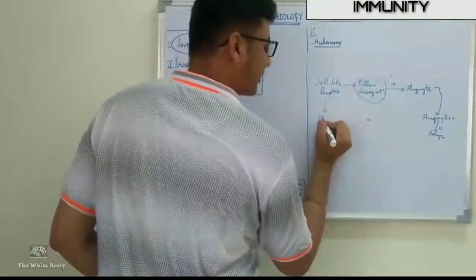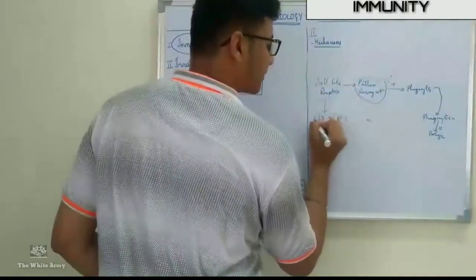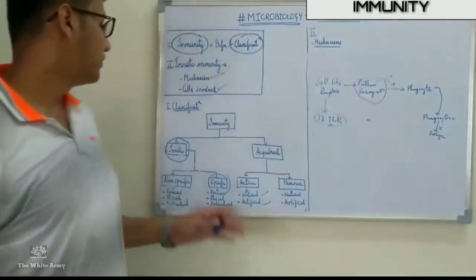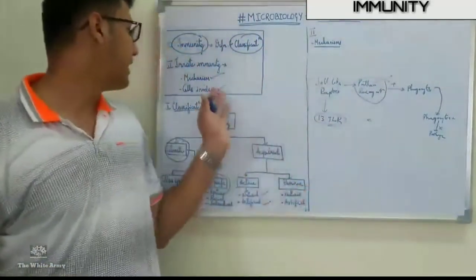So this is about the mechanisms of innate immunity. The cells involved in innate immunity, and the acquired immunity and its types, will be discussed in the next video.